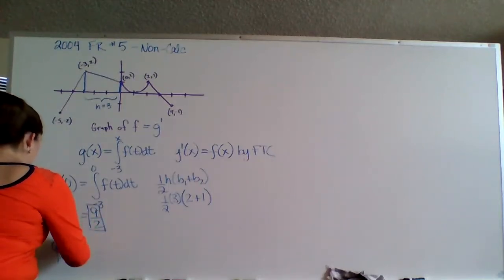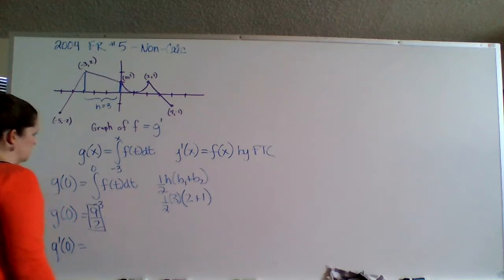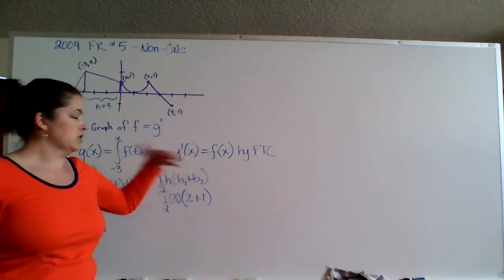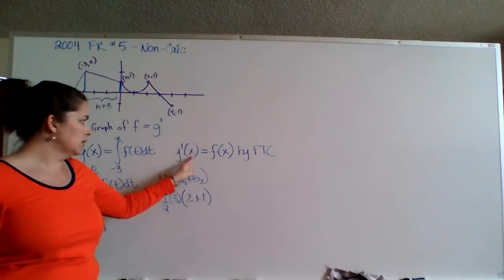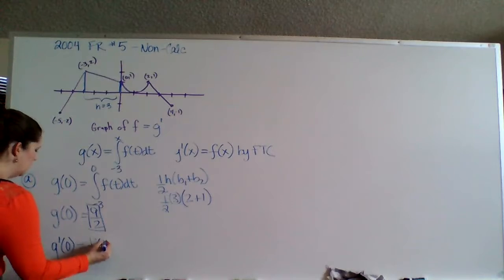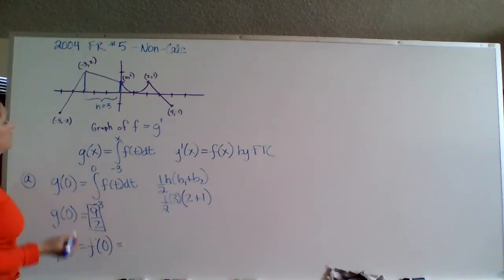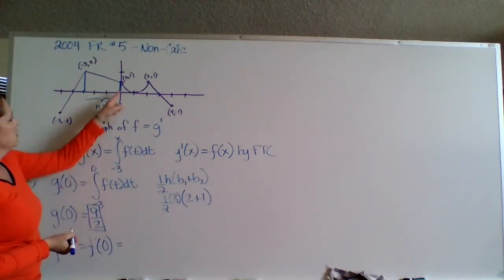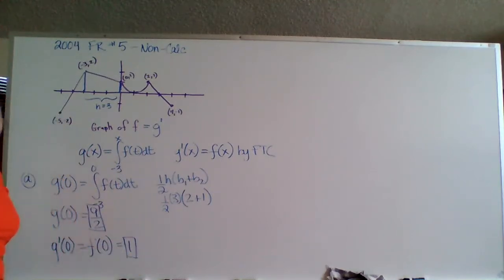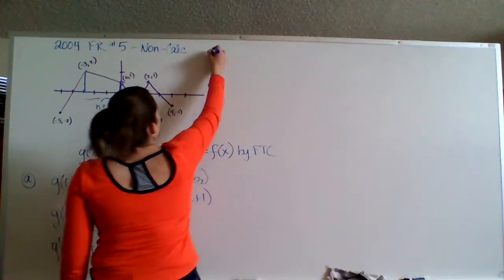So g prime of 0, finding the derivative evaluated at 0. Well, remember, we've already established by the fundamental theorem of calculus that g prime of x equals f of x. So the best notation is g prime of 0 equals f of 0, replacing every x you see with a 0. That just means, where am I on the graph of f at 0? Oh, at 0, I'm at 1. So there's part A.